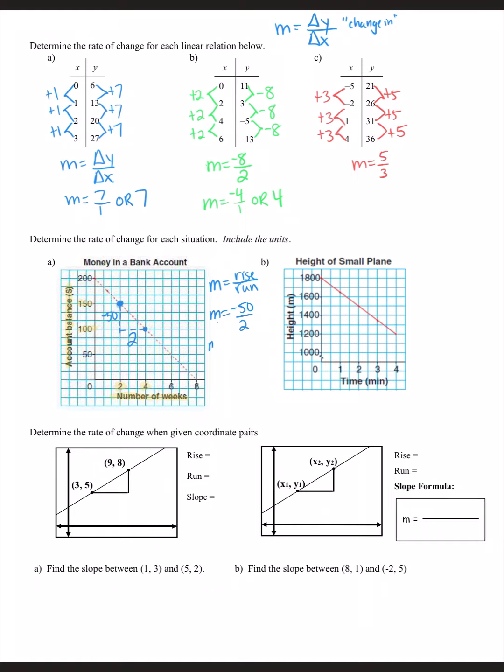So again, we can simplify that. So it looks like negative 25 over 1. So if we were trying to determine the amount of money in this bank account, we could say that it's going to be a negative $25 per 1 week.